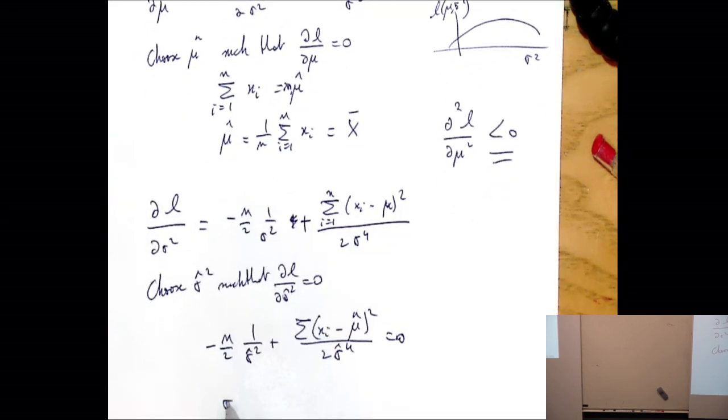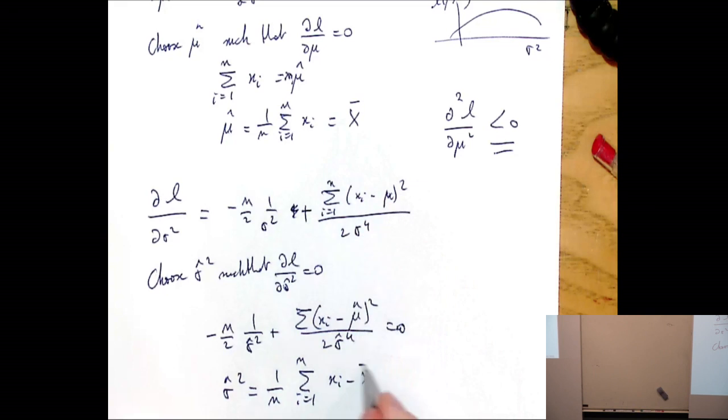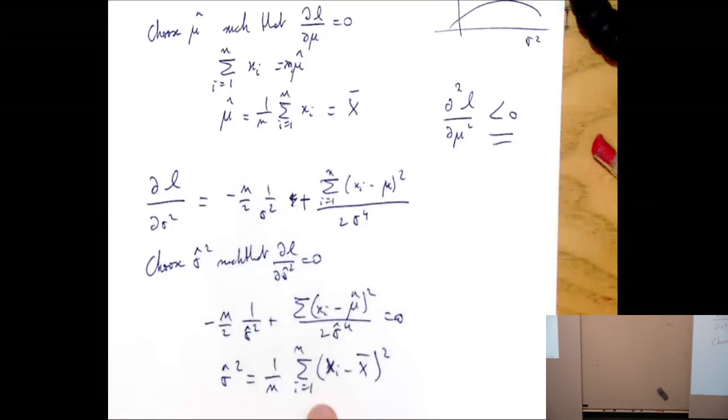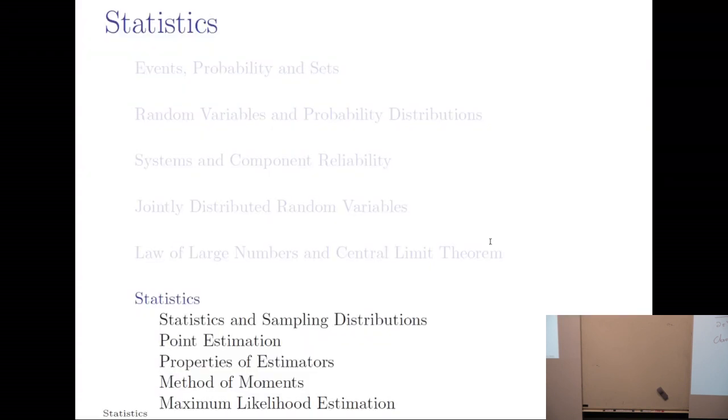And so from here, what you get is sigma hat square is essentially 1 over n, the sum from 1 to n of (xi minus mu hat) square, where mu hat is my sample mean. So I can write that my estimator is essentially equal to that. Is that biased? Is that unbiased? This is biased, and this is what we showed last week. To make it unbiased, you would need to have n minus 1 there. We did this last week.